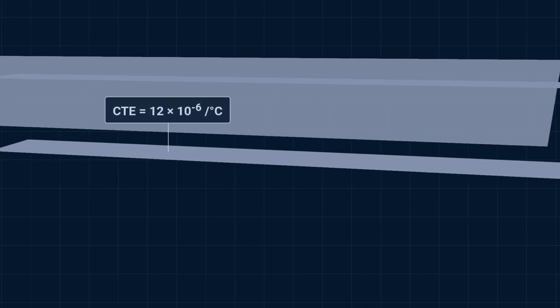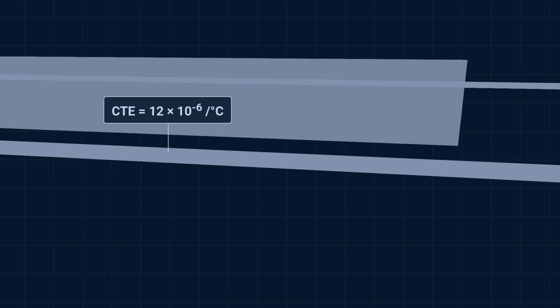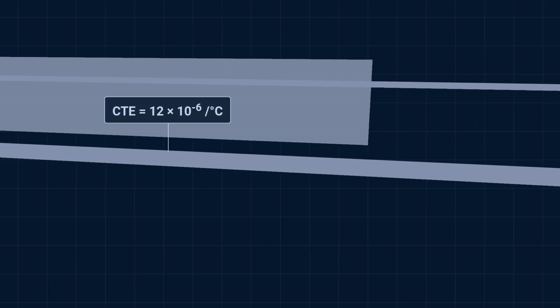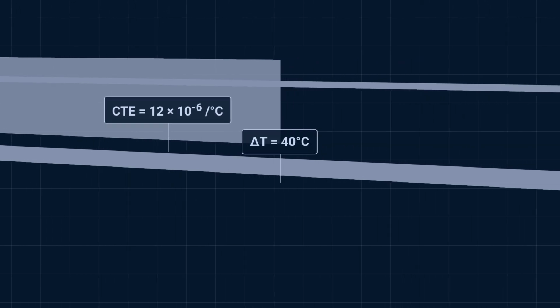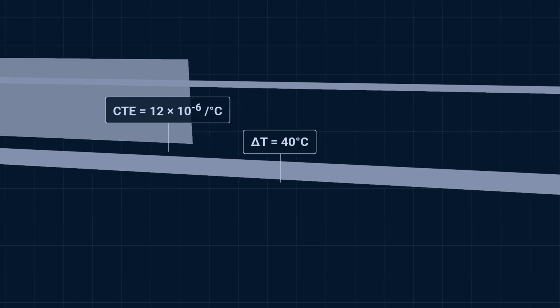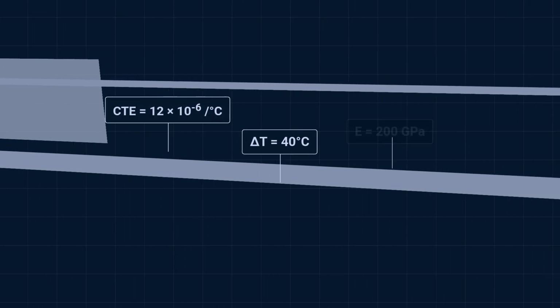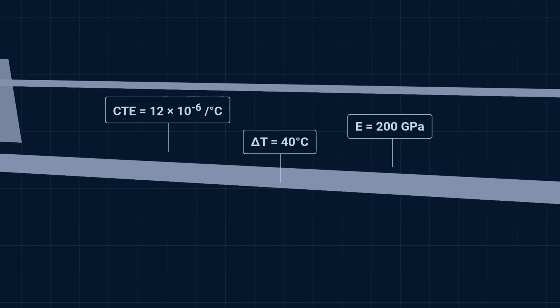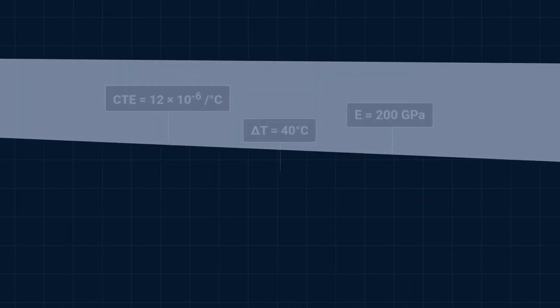Let's work through an example. Consider a steel beam with coefficient of thermal expansion 12 times 10^-6 per degree Celsius. Enter 12 in the alpha field. The temperature rises 40 degrees Celsius, so enter 40 for temperature change. Steel's Young's modulus is 200 gigapascals. Enter that value. Click Calculate.